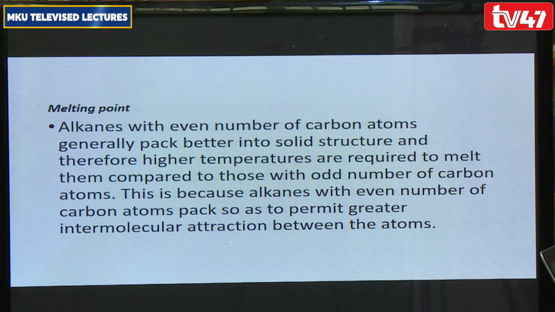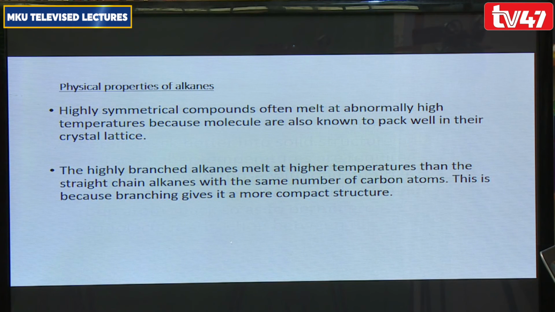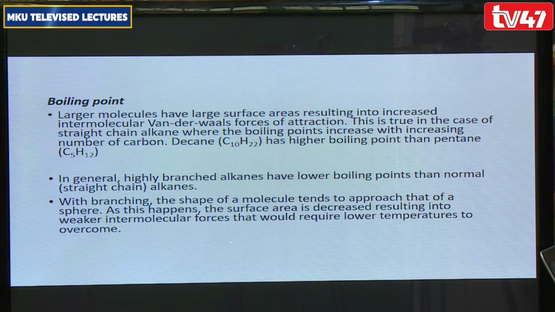Again, branching in alkanes causes poor packing, and this leads to lowering of melting and boiling points. For example, if you have linear hexane, and then you have 2,3-dimethylbutane, which has the same molecular formula, you'd expect 2,3-dimethylbutane to have a lower melting and boiling point because of branching, which will cause poor packing. So generally, that is about physical properties in terms of solubility and melting and boiling points. So we have covered that.